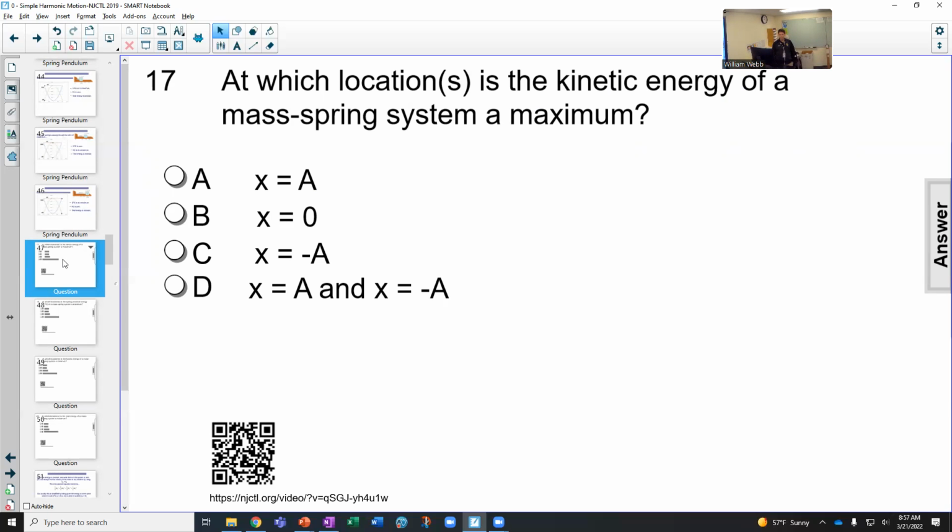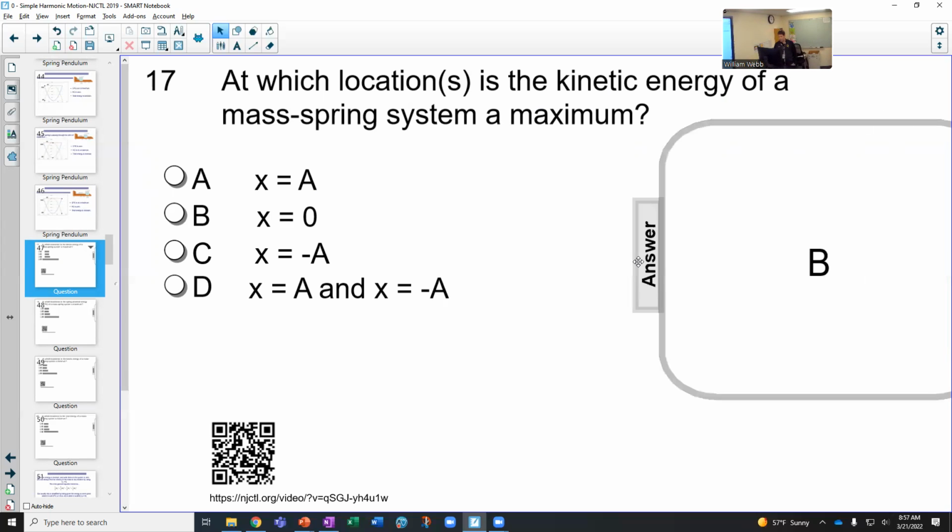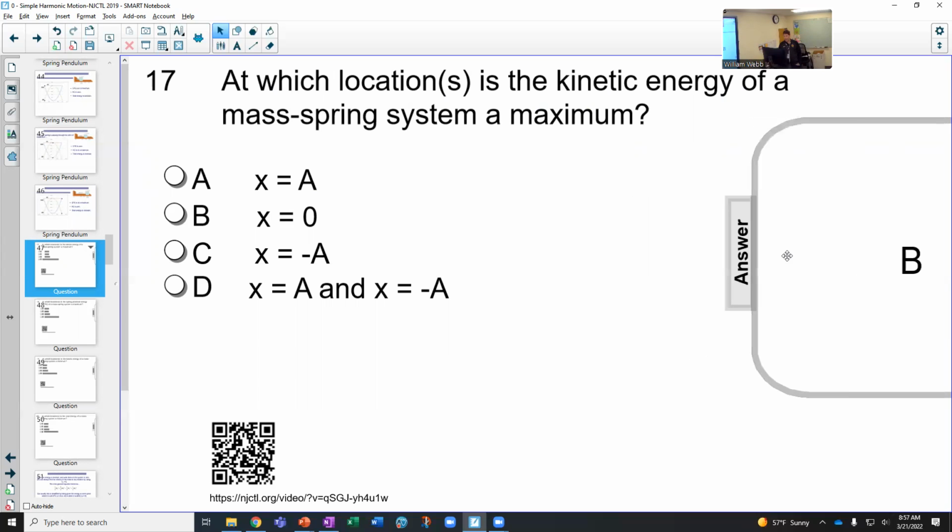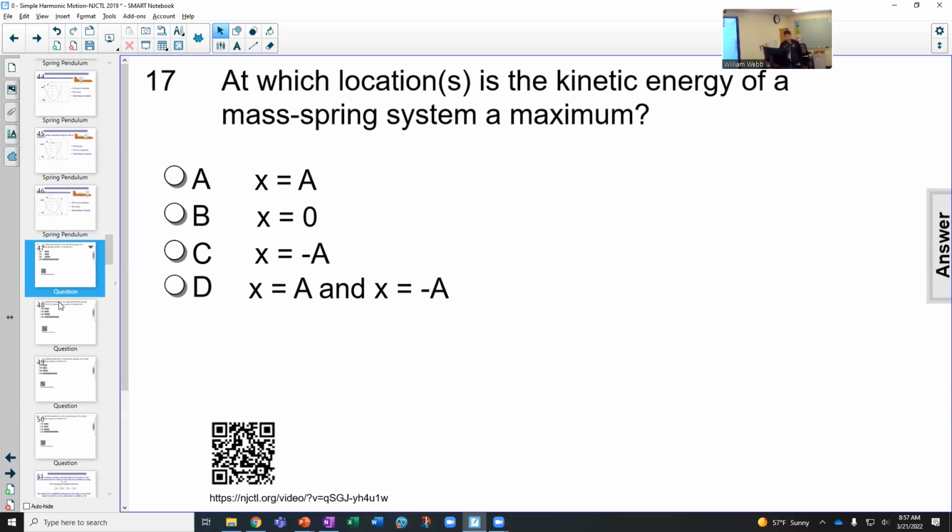Is it at the positive amplitude, negative amplitude, zero, or both of the amplitudes? Where is the kinetic energy maximum? Blake? At B. B, correct. When it's at the equilibrium position, the spring is relaxed, so there is no elastic potential energy, but that's when it would be moving the fastest, right? The spring has finished pushing or pulling, and it hasn't started resisting in the other direction yet.